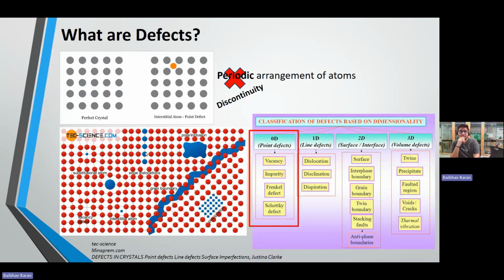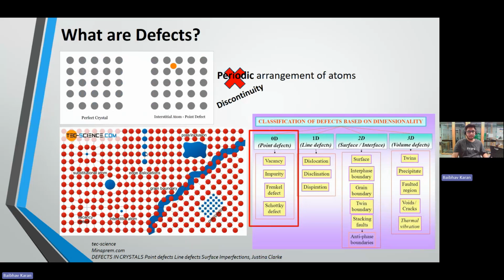Based on dimensionality, the defects are classified into 0 dimension, 1 dimension, 2 dimension, and 3 dimension. Mostly in this course we will be discussing 0 dimension and 1 dimension defects, and the 2 dimension defects will be discussed much more in the second part of this course, in the next semester. Coming to the zero dimension defects, there are various types such as vacancy, impurity, Frenkel defect, and Schottky defect.